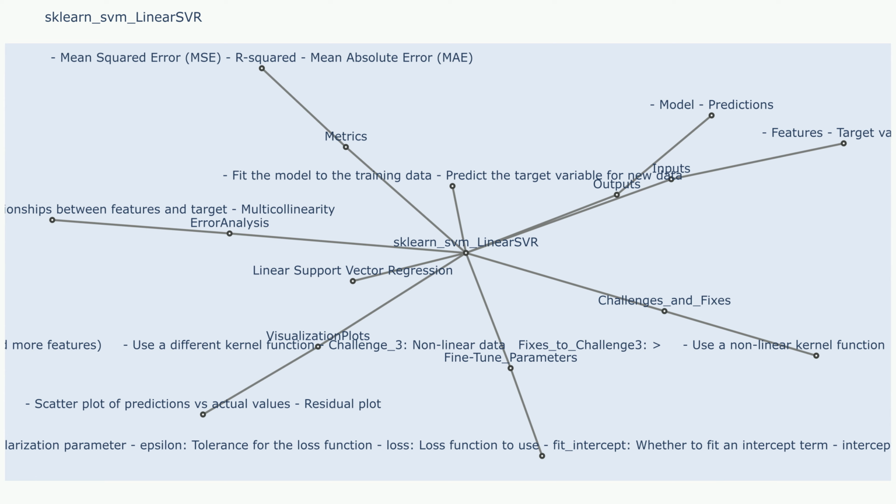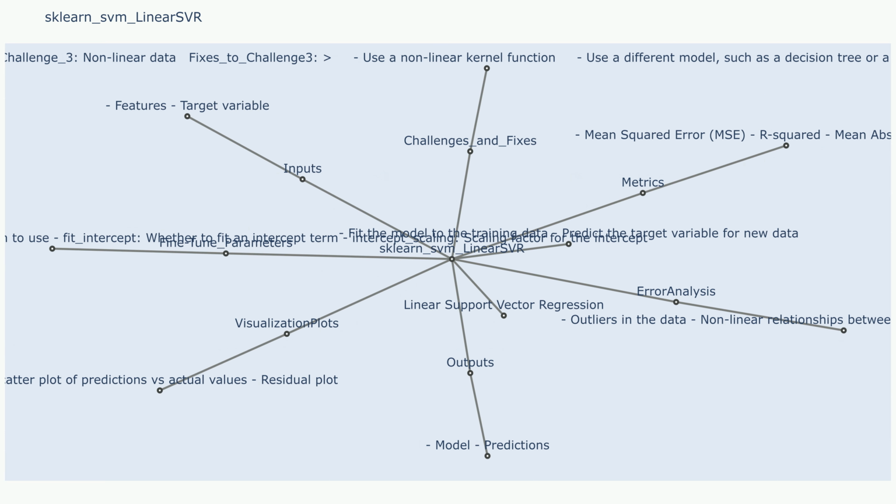Fixes to challenge 2. Feature selection. Use feature selection techniques to reduce the number of features to a smaller set that is more relevant to the prediction task. Dimensionality reduction. Apply dimensionality reduction techniques like principal component analysis (PCA) to reduce the number of features while preserving the important information. Regularization. Use a higher value of C to encourage the model to focus on the most important features.